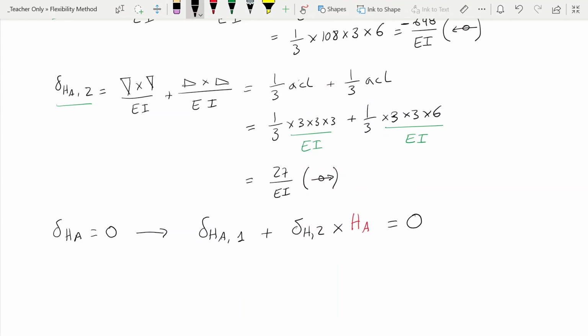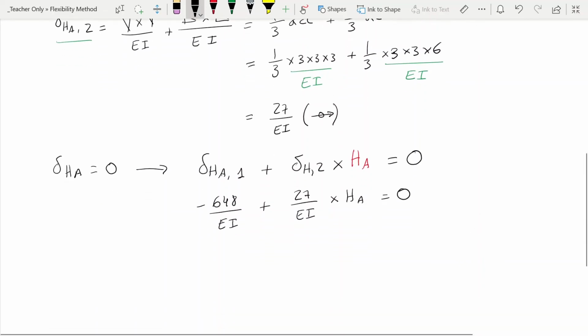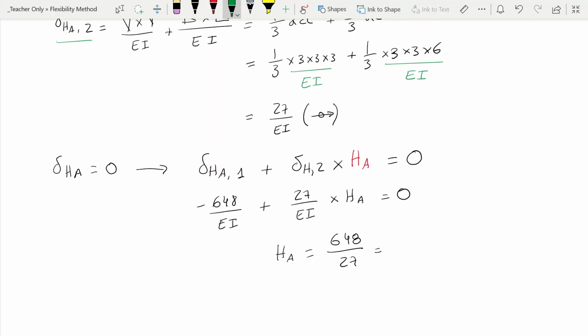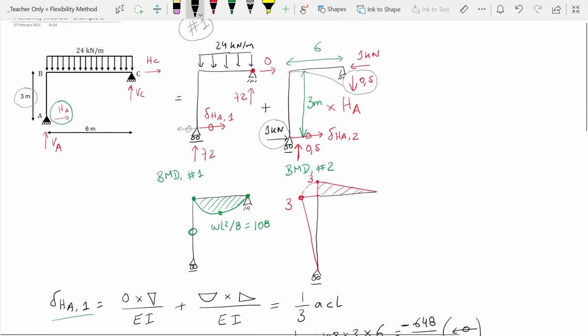By replacing with the values, this is minus 648 divided by EI plus 27 divided by EI times HA equals 0, which then at the end says that HA is going to be positive, so it's 648 divided by 27, and also don't forget the EI simplify in this case. So 648 divided by 27 is equal to 24 kilonewtons. Now, the fact that this is positive means this pushes it to the right, because that's what we're assuming our unit load to be since the beginning, always to the right.